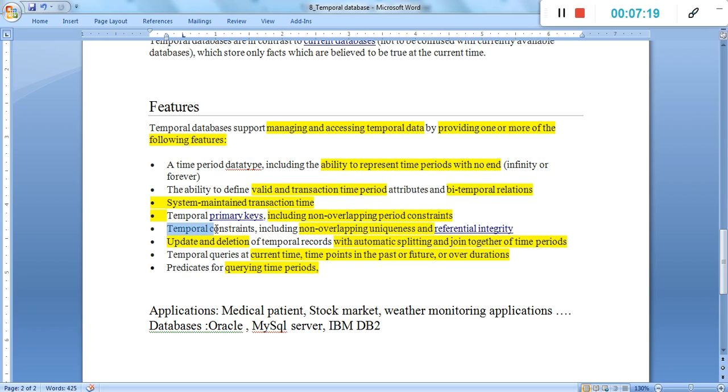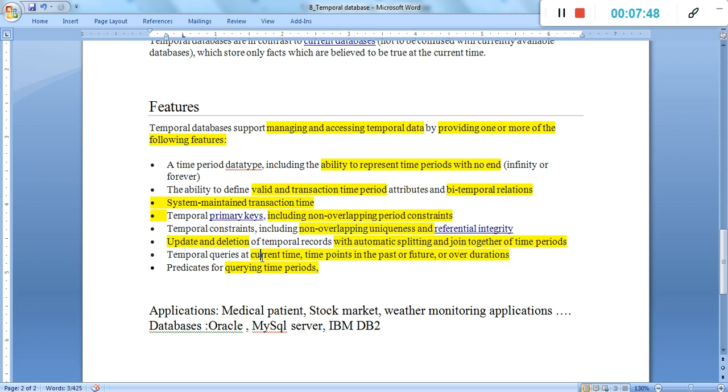Then temporal constraints, including non-overlapping uniqueness and referential integrity. That one is non-overlapping uniqueness. We cannot overlap the records because we have all the details related to time. Update and deletion of a temporal record with automatic splitting and joining together of time periods. If we update or delete the record, it automatically maintains the time related to that.